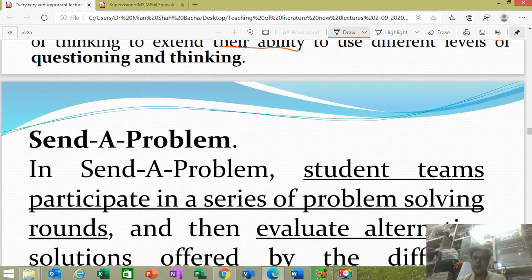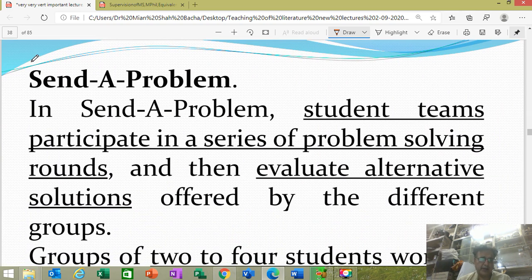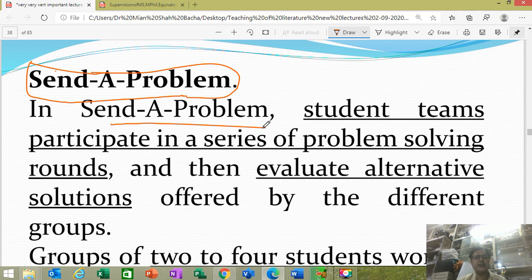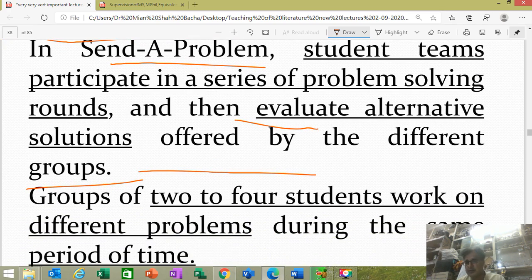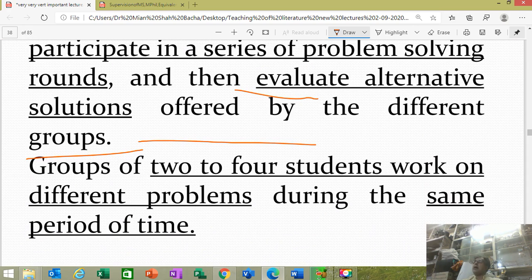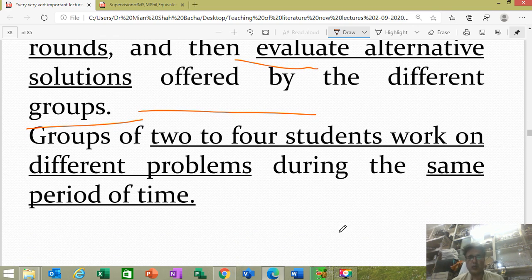Now, send a problem. This is obviously another part of cooperative learning. Send a problem: student teams participate in a series of problem-solving rounds and then evaluate alternative solutions offered by different groups. A problem is given to the students and different groups are asked to come up with a solution. Some of the solutions are very pleasing and entertaining, while some of them are not. Groups of 2 to 4 students work on different problems during the same period of time.